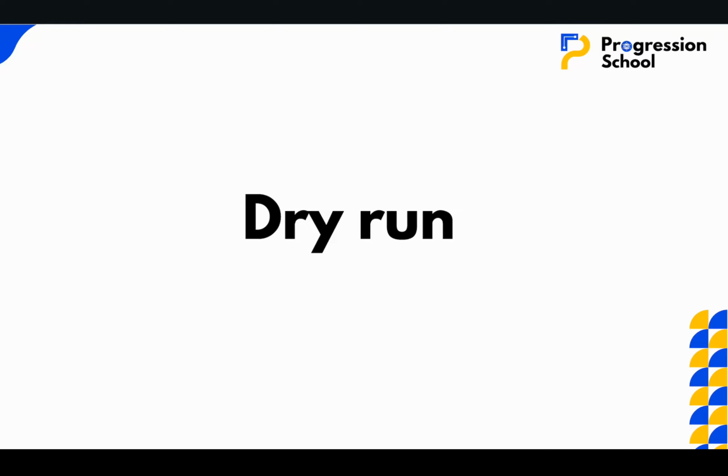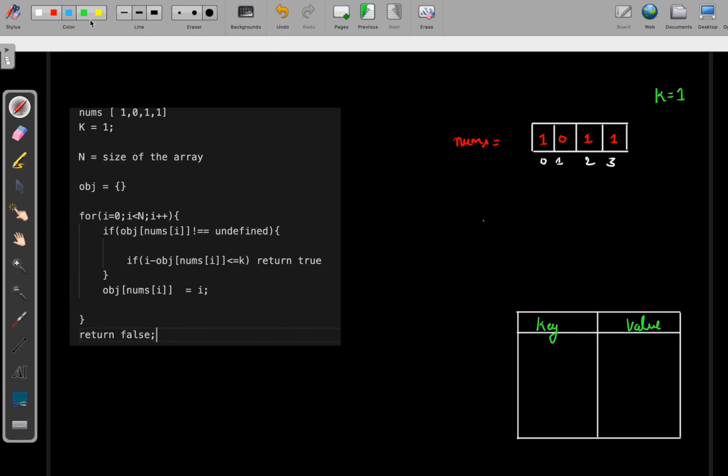In this video, we will see a dry run of the code. So now let's see a quick dry run of this code. So here is my nums array. These are the indexes and this is my object.